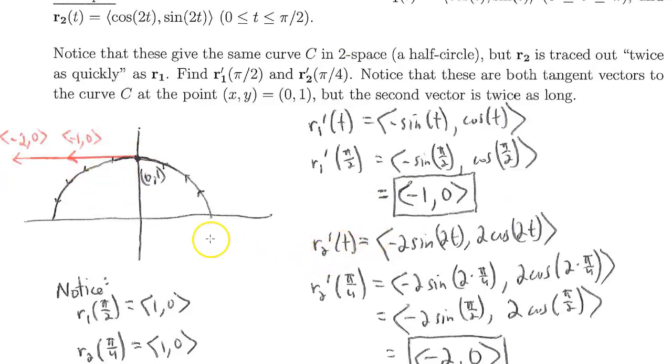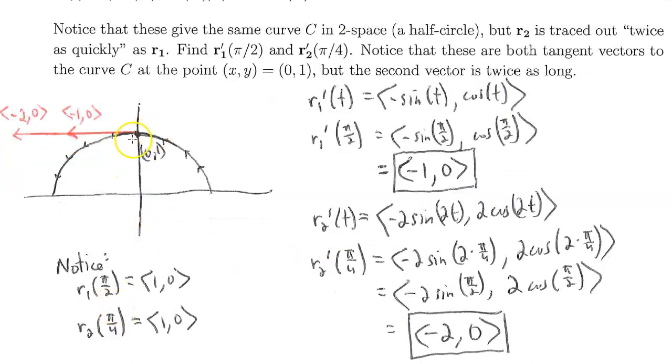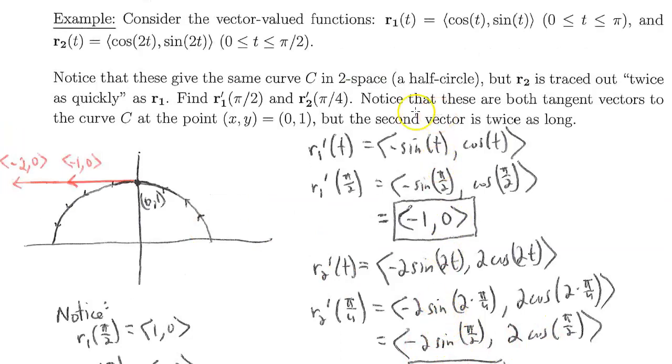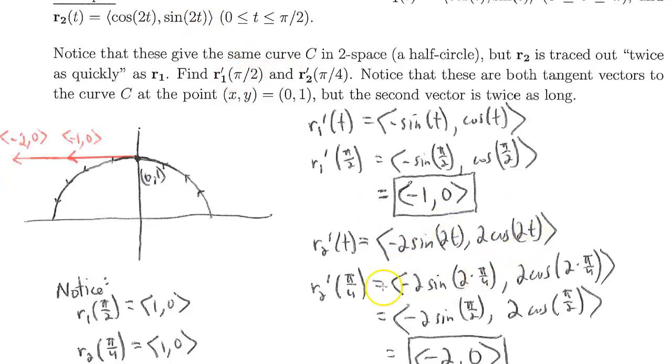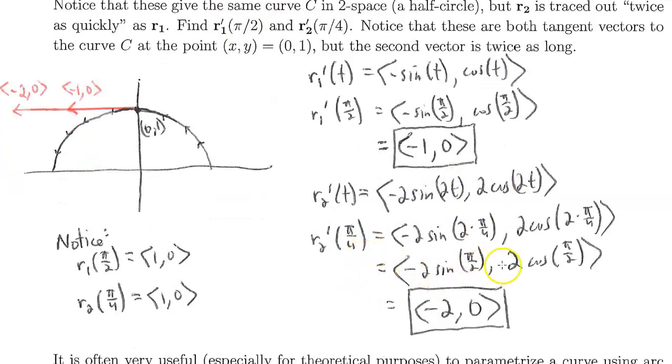Now what's the derivative of r2 at pi over 4? Again, r2 at pi over 4 gets us to the same point, 0 comma 1. But this time, when we take the derivatives of r2, the derivative of cosine of 2t would be minus sine of 2t times 2. And the derivative of sine of 2t would be cosine of 2t times 2. And this time, if we plug in pi over 4, what we end up getting is minus 2 comma 0. You can check the details there.